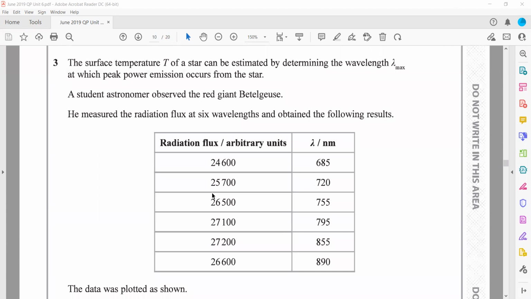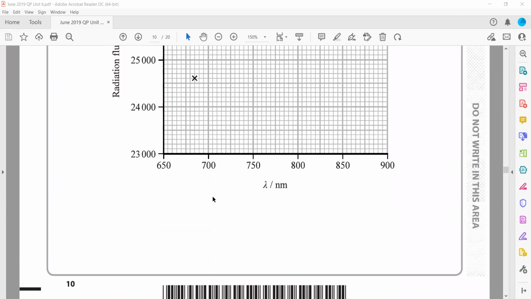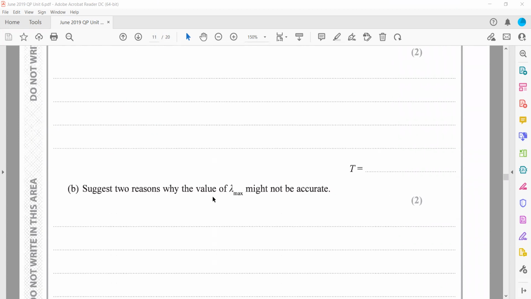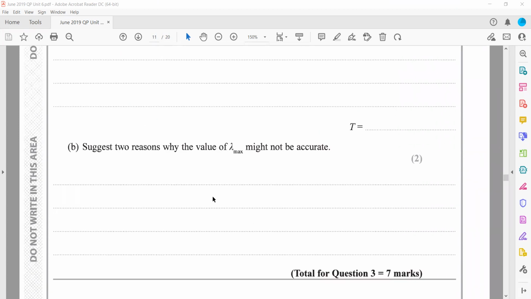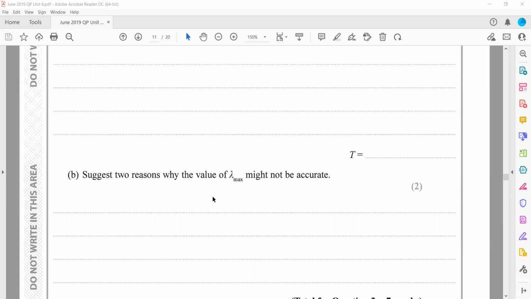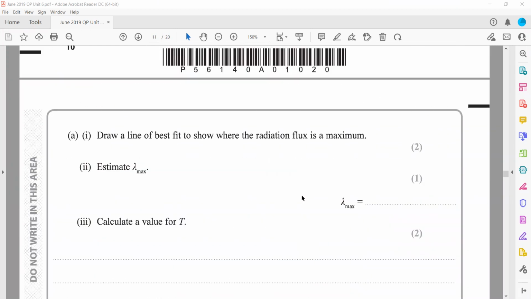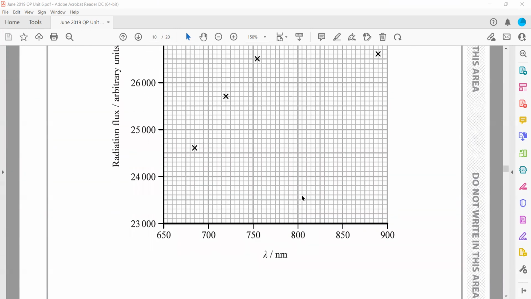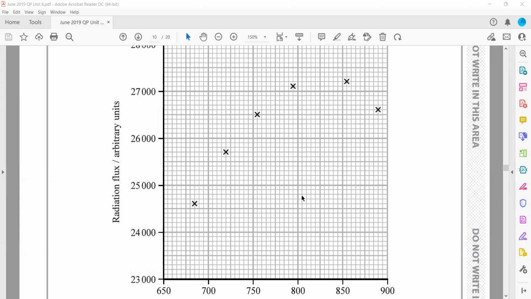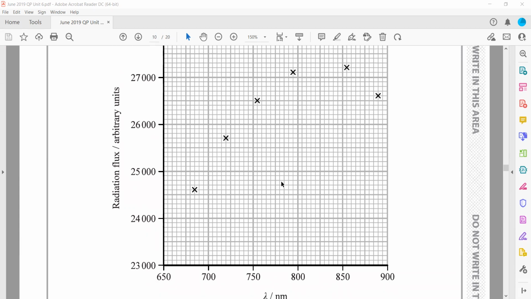In 3B, the surface temperature, this is about radiation flux and wavelength. Suggest two reasons why the lambda max might not be accurate. Look at how you're measuring lambda max, as you can see here, the radiation flux variation. So what might be the reason why this lambda max, when we are measuring it, is not accurate or not correct?